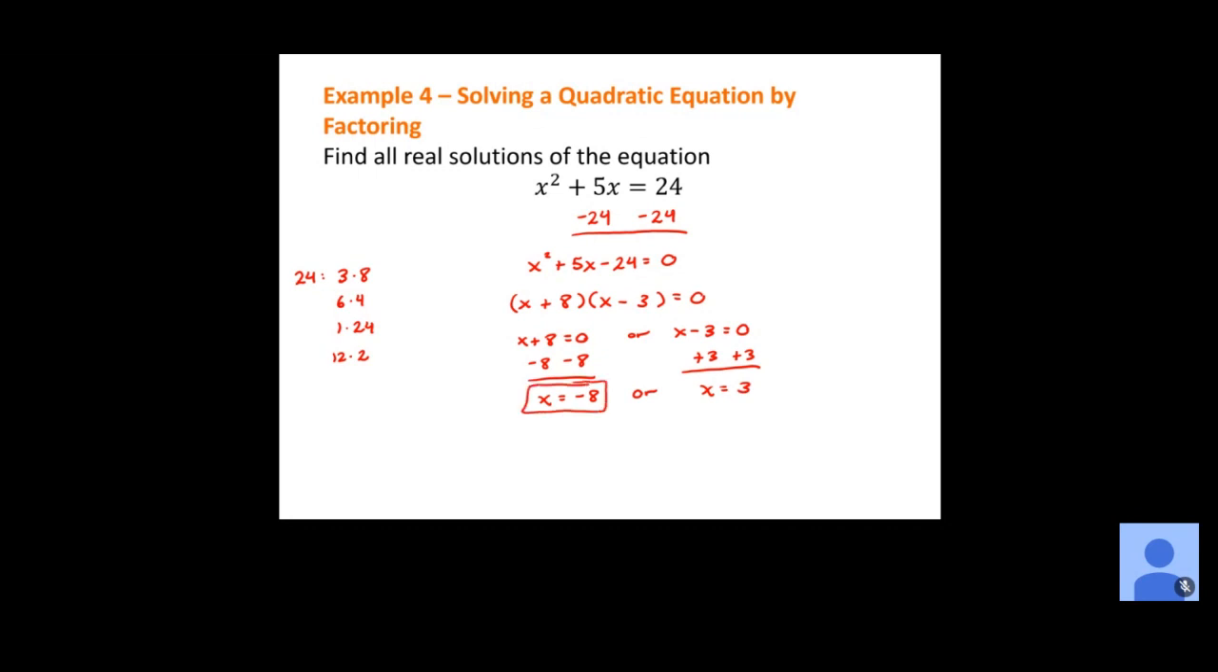Notice here, this time we get two solutions. So either x is equal to negative 8 or x is equal to positive 3. And again, if you go back and substitute those values into the original equation, both of them will give you a true statement. Right? So both of those solutions will work in the original equation. That's why we get two solutions to this one.